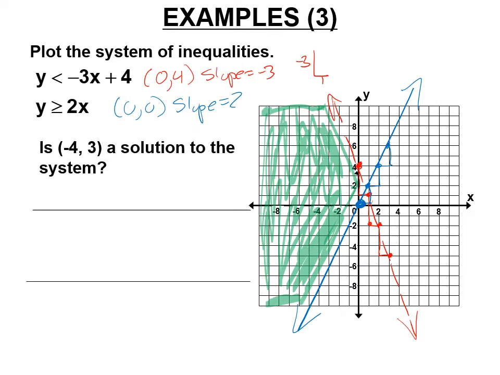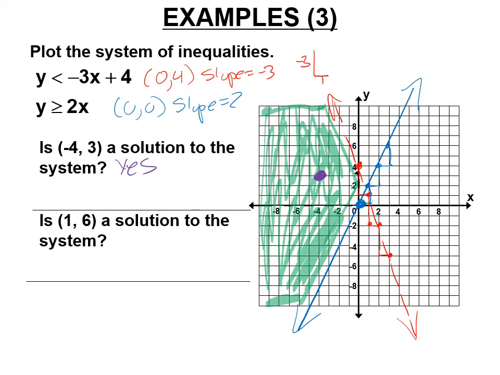So is (-4, 3) a solution to the system? So let's figure that out. (-4, 3) is right here, and so that's yes, it's in the shaded area.